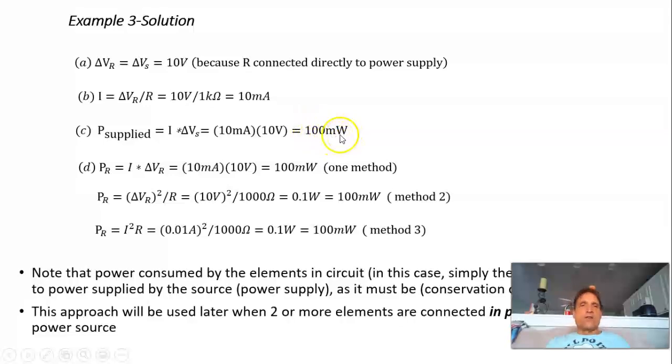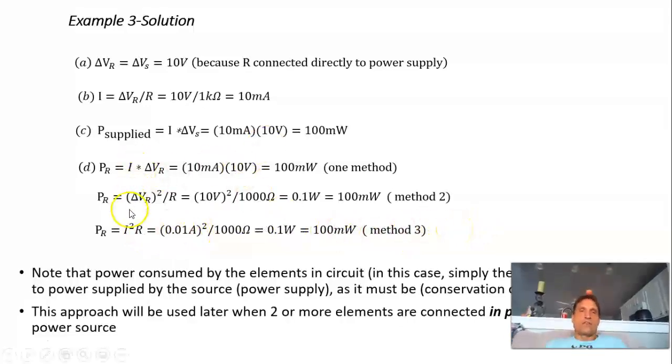And I did the calculation in 3 different ways just to show you that you get the same result in all of them. We can calculate P as I times delta V across the resistor, and you get 100 milliwatts. If you choose to use the voltage squared divided by R, you get 100 milliwatts. And if we choose the current squared times the resistance, you get 100 milliwatts. So it illustrates the obvious: you can use any of these 3 equations for the resistor, and you get the same thing.